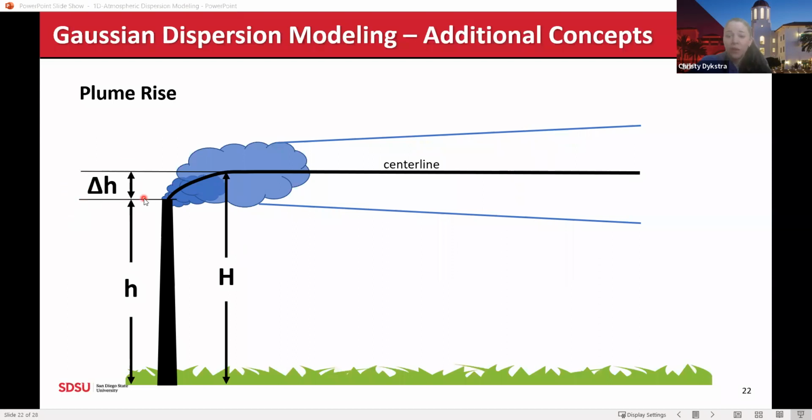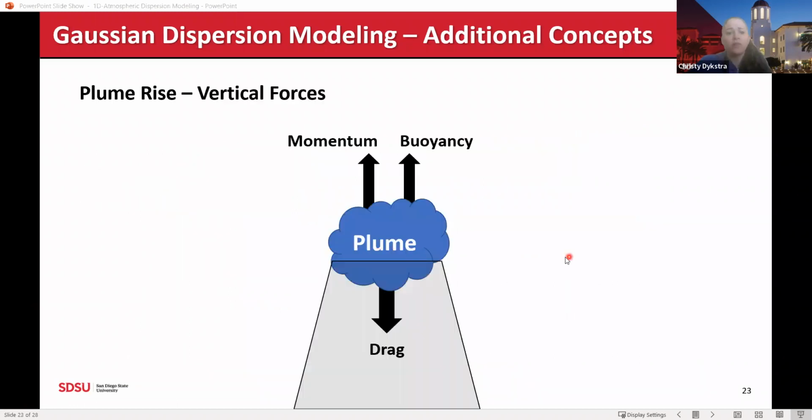And so I'm going to show you here how to figure out what your plume rise is. Okay, so let's start with a little bit of physics. We all know if we do a free body diagram on something, we can sum up forces. And the reason that we have the plume even rising to begin with is that we have more momentum and buoyancy forces in the upward direction.